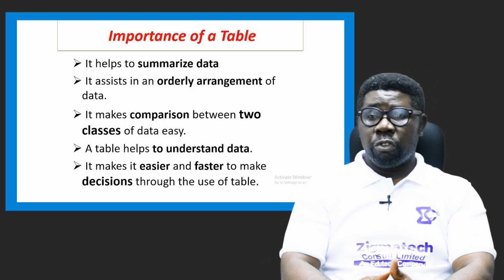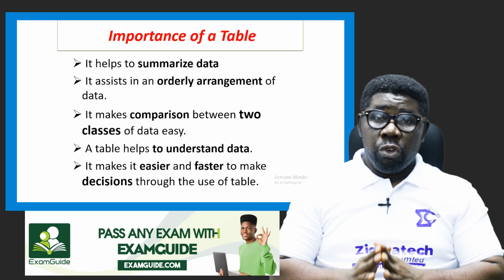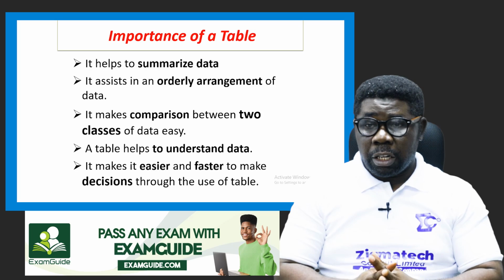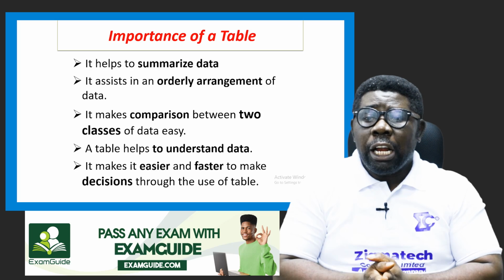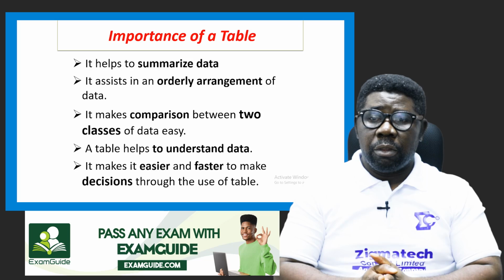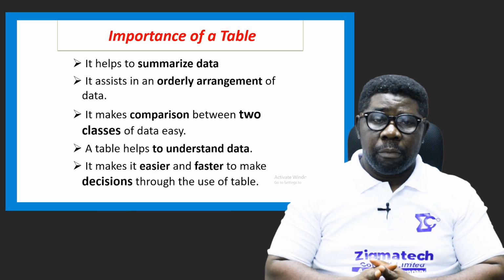Then, how important is a table to us? Why is it important for us to have a table? Because it helps us to summarize data. You use a table to simplify data, all right? It helps us to orderly arrange data. This is important because it helps us to arrange data in an orderly manner, okay?